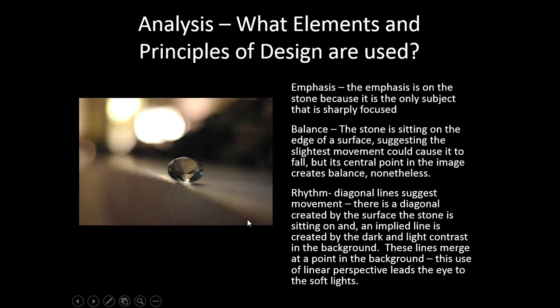Rhythm. So diagonal lines create movement. We can see that there's this diagonal line on the surface and this implied diagonal line here where this contrasting dark and light background meet. And those two lines converge at a point in the back. These lines basically are acting in that linear perspective fashion that leads the viewer's eye to the soft lights in the background.